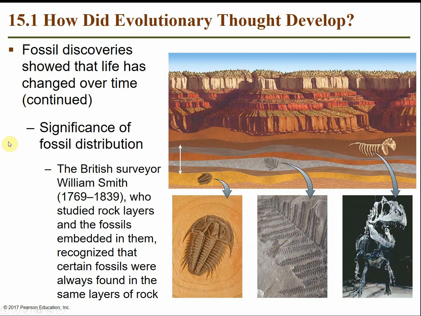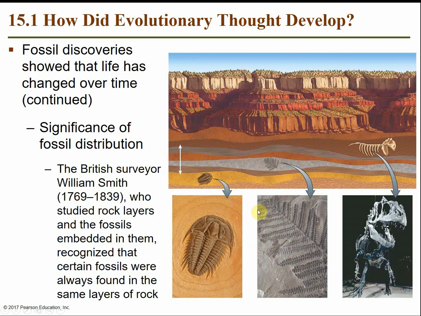So we also noticed there was a significant pattern to the distribution of these fossils as they were being discovered. So one scientist, William Smith, studied these rock layers and the fossils embedded in each layer and recognized the pattern that certain fossils were always found in the same layers of rocks. So if we know by now current principles of geology that the way sediment lays and makes new layers of rock, that would allow us to infer that these lower, deeper layers would be older rocks and the younger layers of rocks would be deposited on top.